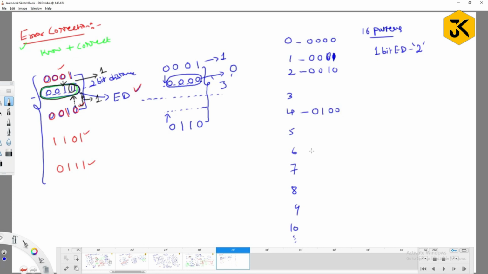If I modify the next one, that is 1, right? Obviously if I consider 0 as a valid pattern, 1, 2, 4 and 8 are invalid patterns. So if I say that these 4 are invalid patterns, then only I can identify that there is a 1 bit error detection, right? So meaning that if I have 1 as a valid pattern, obviously 0 will come under invalid pattern. When there is an invalid pattern, okay, fine, right?